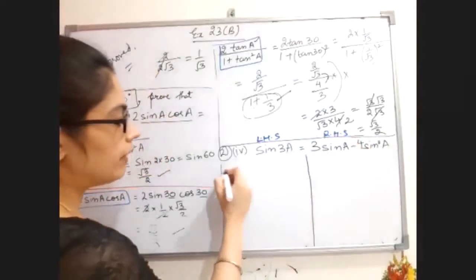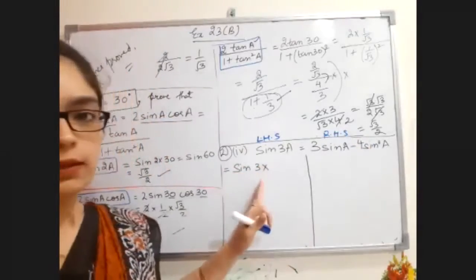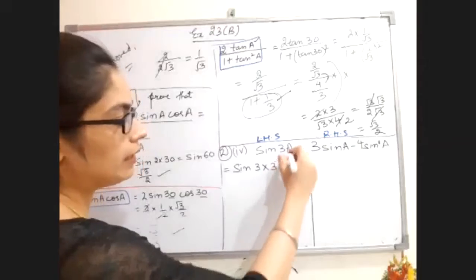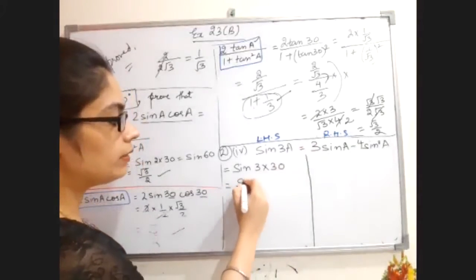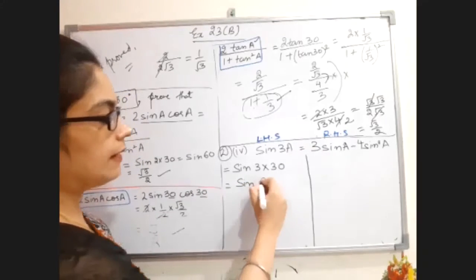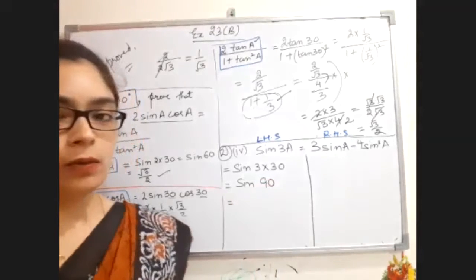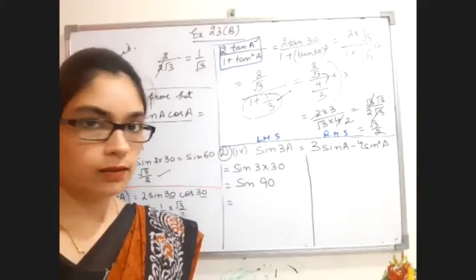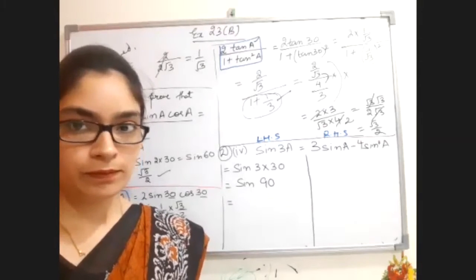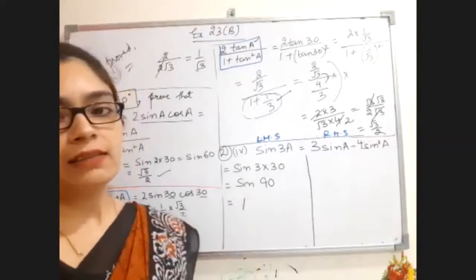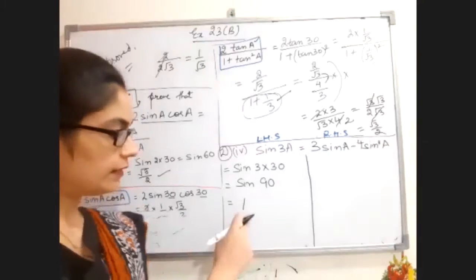So what is the value of angle A? 30 degrees. In place of A, we have to substitute its value as 30 degrees. So 3 into 30 is equal to 90. So sine 90. What is the value? Root 3 by 2? No, sine 90 is 1. See, it's the last trigonometric standard angle. So 0 to 90 angles we take. So sine 90 is 1.